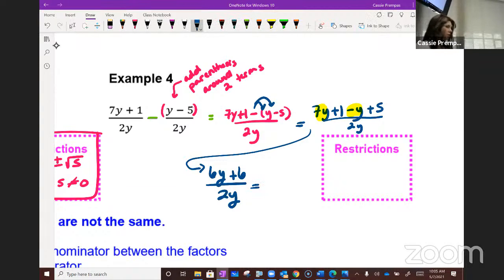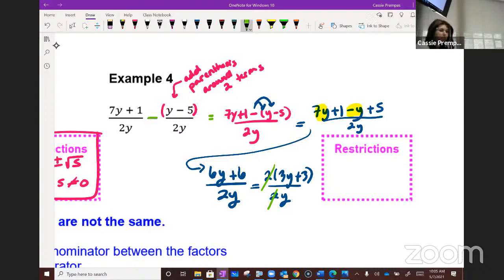Excellent. A 2. You could take a 2 out of the 6y plus 6, which would create 3y plus 3 all over 2y. Now, remember what I said Wednesday. You can reduce factors, not terms. So I can reduce those 2's.